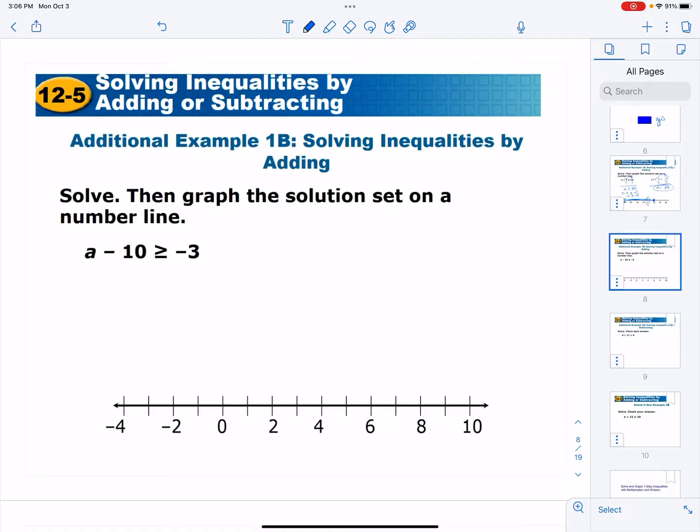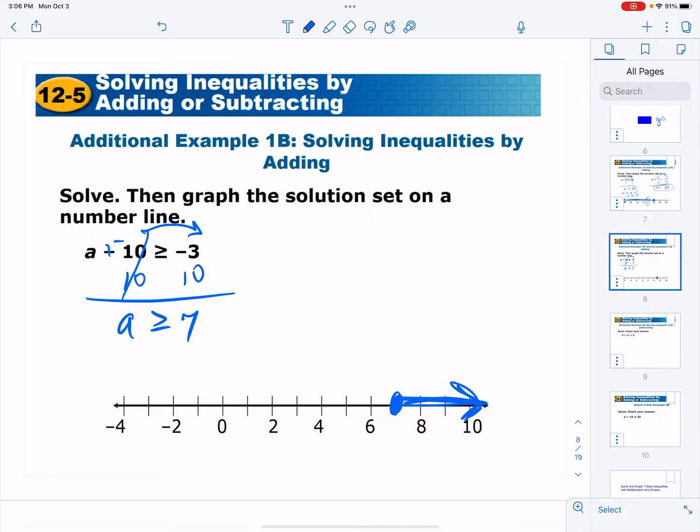First thing I'm going to do in a problem like this is change my subtraction to addition next to its opposite. My letters are together on the left, so I need to get my numbers over on the right. Okay, so to get rid of that -10, I'm going to add a +10 to both sides. My 10s go away, and I'm left with A is greater than or equal to, and then -3 and 10 make 7. Okay, so that means that I'm going to have a closed circle on 7, and I'm going to shade to the right because I need values that are greater than 7.